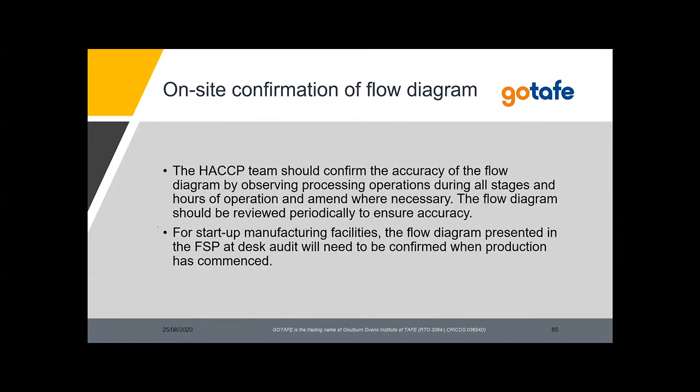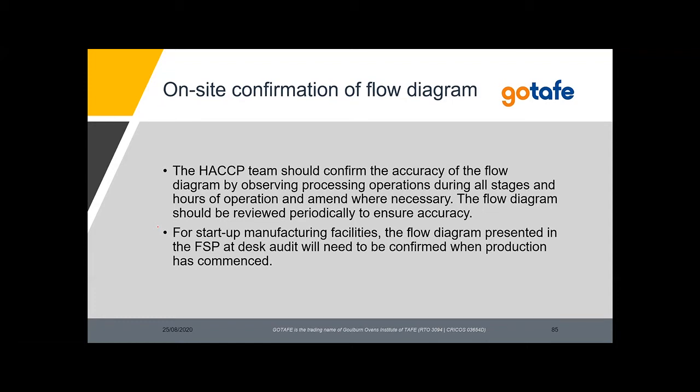And then after that, as we mentioned earlier, you have to do an on-site confirmation. So the HACCP team should confirm the accuracy of the flow diagram by observing the process operations during all stages and hours of operation and where it's necessary. The flow diagram should be reviewed. That has been mentioned in the last step.